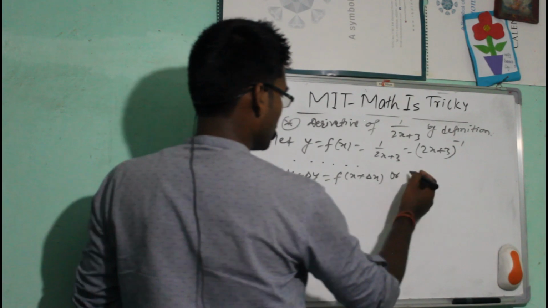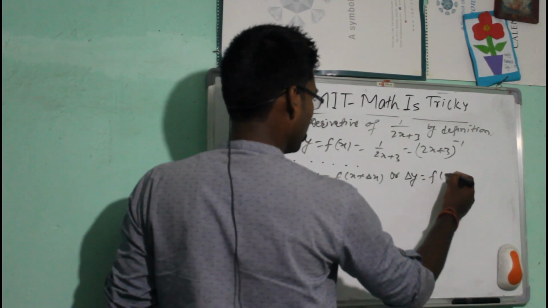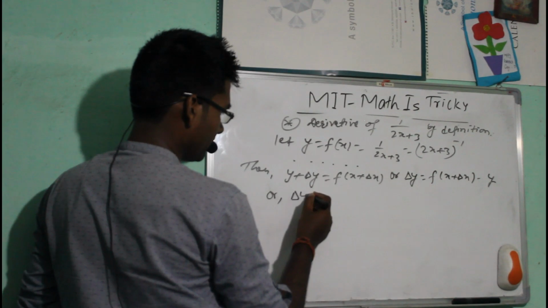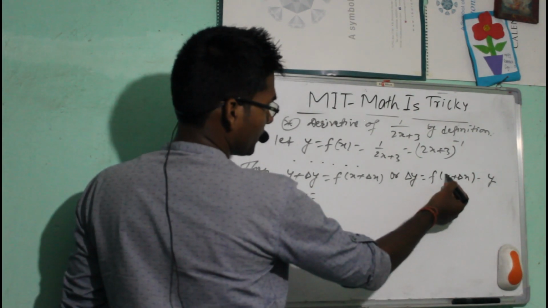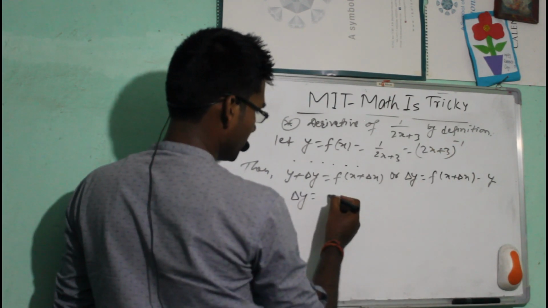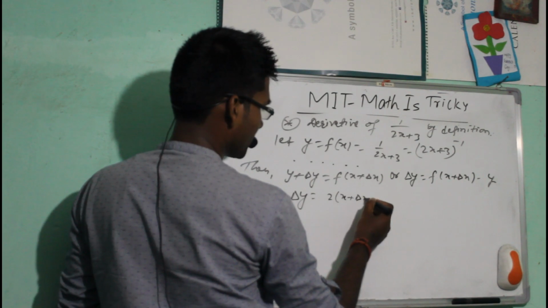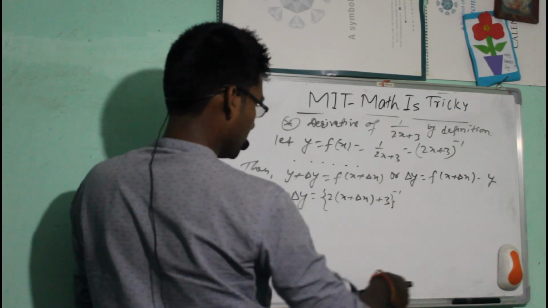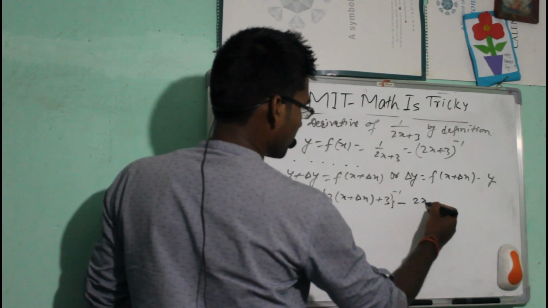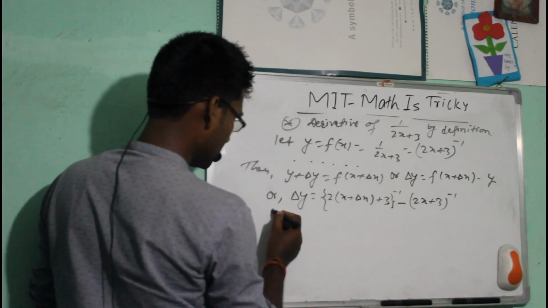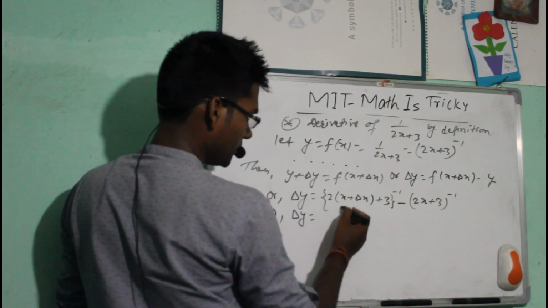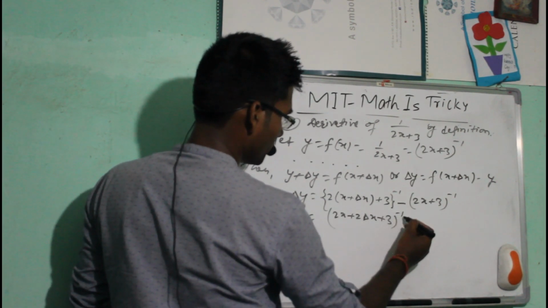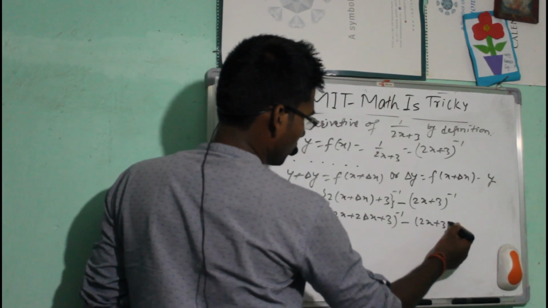Okay, so after that let's find the value of delta y. The value of delta y equals f of x plus delta x minus y, so delta y equals f of x plus delta x, simply put the value of x as x plus delta x. So it will be 2 times x plus delta x, plus 3, whole power minus 1, and then y is simply 2x plus 3 whole power minus 1. So let's write delta y as it is on the left hand side, and simplify this: 2x plus 2 delta x plus 3 whole power minus 1 minus 2x plus 3 whole power minus 1.